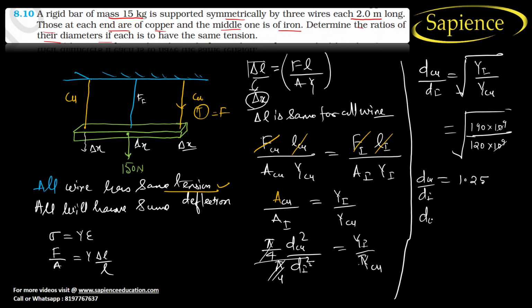It means that the diameter of the copper should be thicker than the diameter of the iron. So from this we have got the conclusion that the diameter of the copper is 1.25 times the diameter of the iron. Hence this is the ratio. This is the ratio they are asking.